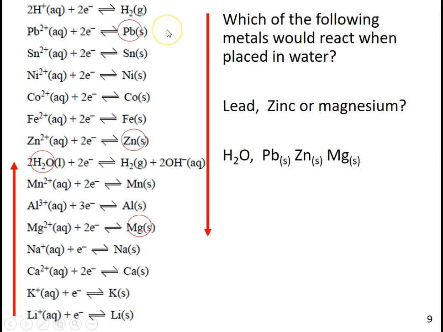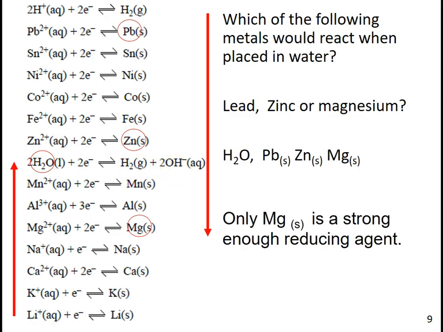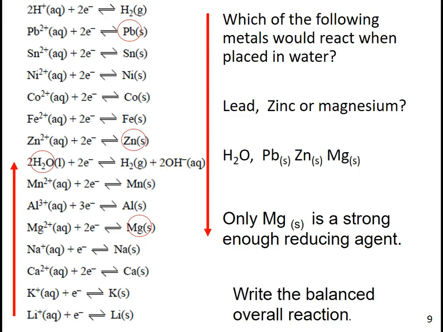And then we want the strongest reducing agent. So these lead and zinc, if you put them into water, according to the electrochemical series, there would be no reaction, nothing would happen. But if you put magnesium into water, it will lose its electrons, become magnesium ions, and the water will gain the electrons, become hydrogen gas, bubbles, and hydroxide ions. So only magnesium.